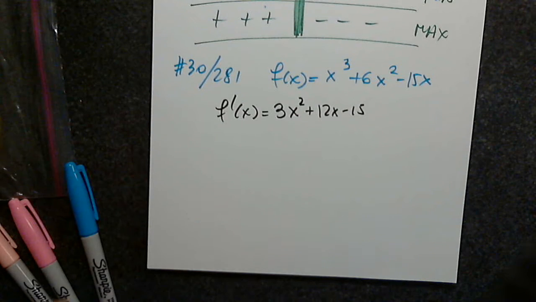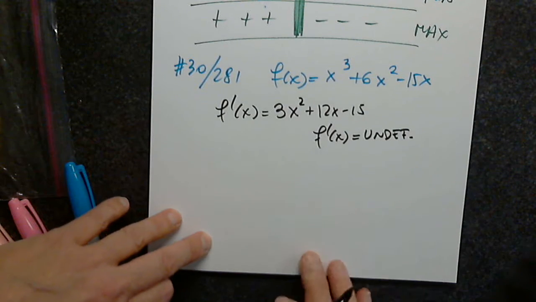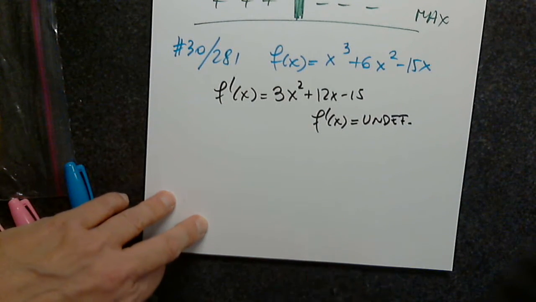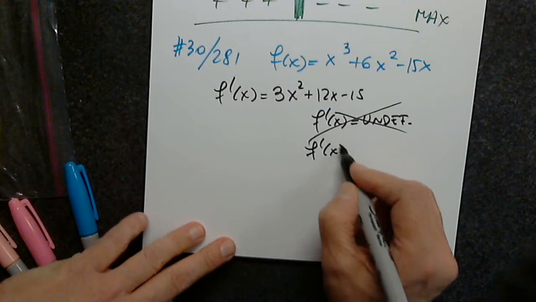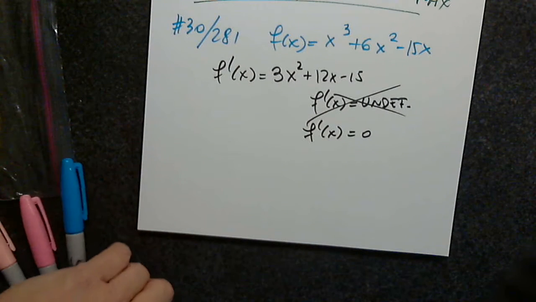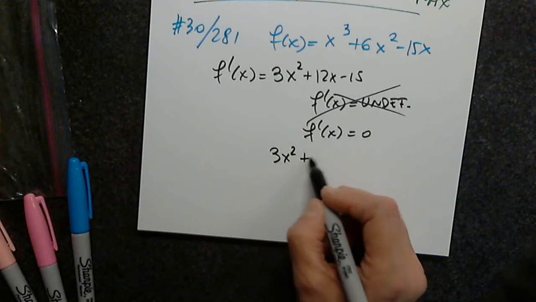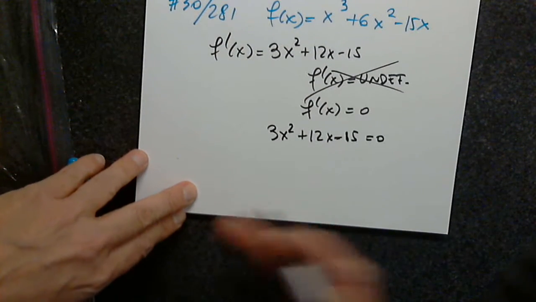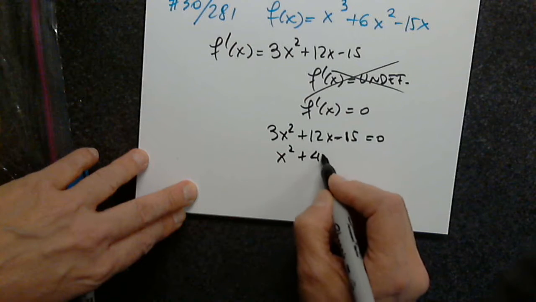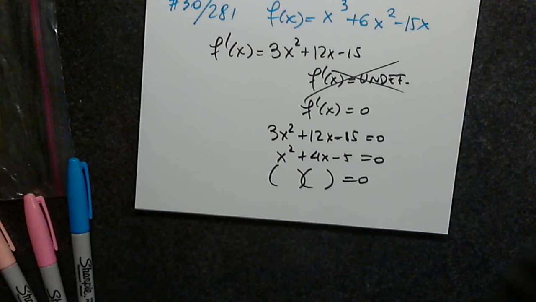Question. Does this function have critical numbers coming from f prime being undefined? No, of course not. This is a quadratic function, always defined. Does it have critical numbers coming from f prime being 0? I don't know. I haven't determined anything yet, right? So I'm going to say 3x squared plus 12x minus 15 equals 0. Of course, I'll divide both sides by 3, and I get x squared plus 4x minus 5. And of course, I'm going to try to factor. And when we factor, what do we get?